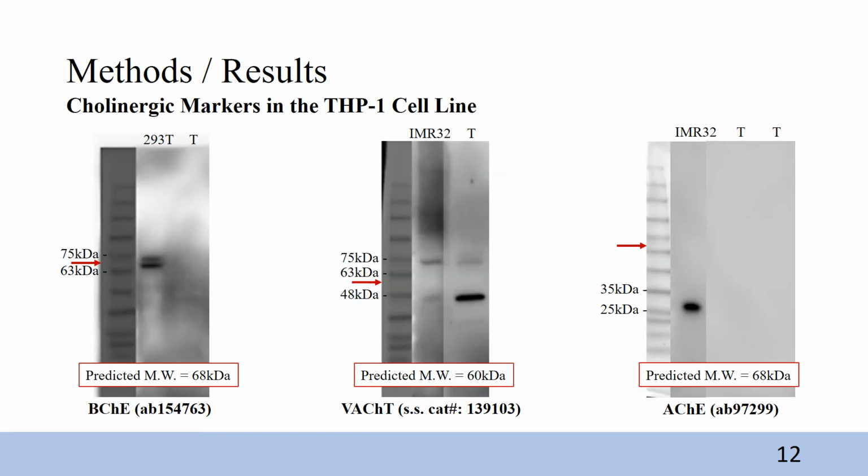Then, the presence of BChE, VChT, and AChE were analyzed, again by Western blot. Again here, the first lane is our positive control, and the next lanes are the THP1 samples. Here, we do not see the presence of BChE or AChE in our protein samples. They can only be seen in the positive controls. However, we do see VChT in both our positive control and our protein sample. These results confirm the presence of some important cholinergic markers.